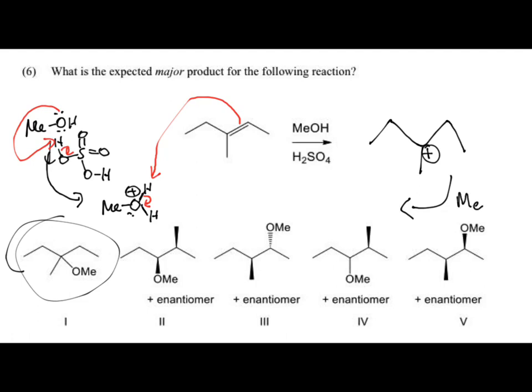If you assume that the protonation happens, and then MeOH adds to it and you have to deprotonate it, can you use HSO4 minus? Yes, you can use HSO4 minus. That's fine. It's probably better to use methanol because it's probably a better base, but you could use HSO4 minus.